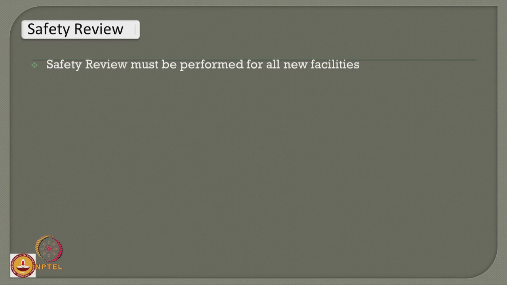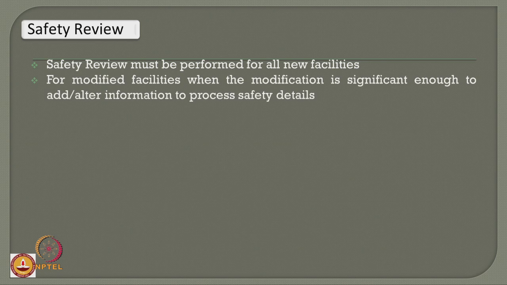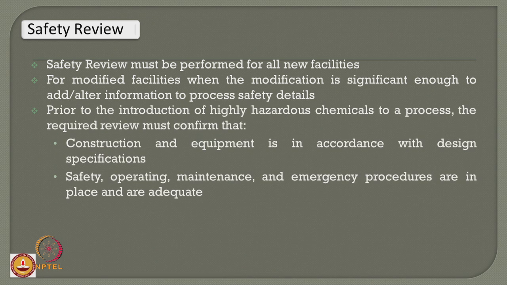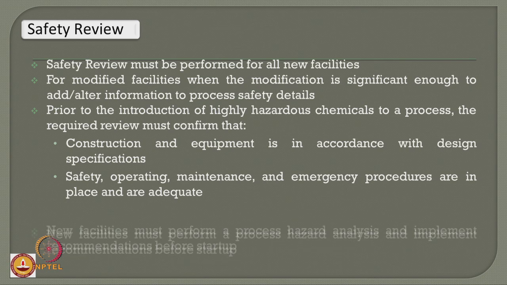A thorough safety review program is also very important. Safety review must be performed for all new facilities. It should also be performed for modified facilities when the modification is significant enough to add or alter information to process safety details. Prior to introduction of highly hazardous chemicals to a process, a safety review program must be implemented, and this should confirm that construction and equipment are in accordance with the design specifications. Safety, operating, maintenance and emergency procedures are in place and found to be adequate.